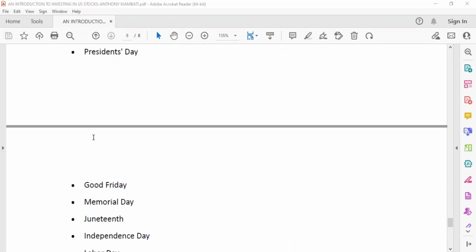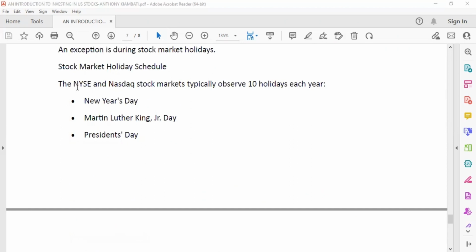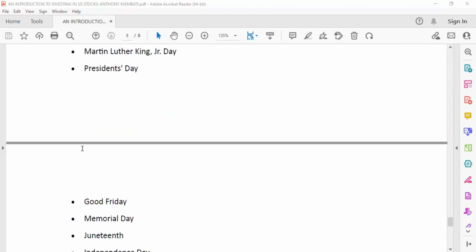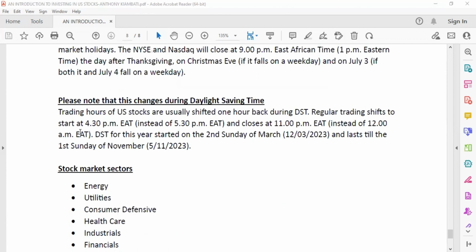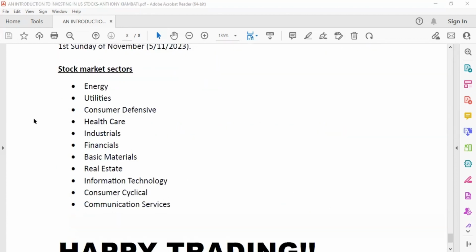Finally, these are some of the holidays. You guys will read about the holidays. The stock market is not open on these holidays, the New Year's Day, Martin Luther King, etc. I'll send the document. And finally, how many sectors do we have in the US stock market?